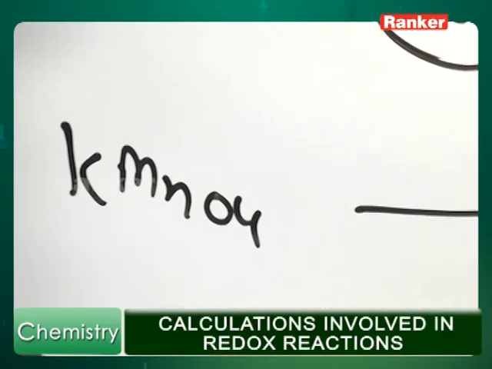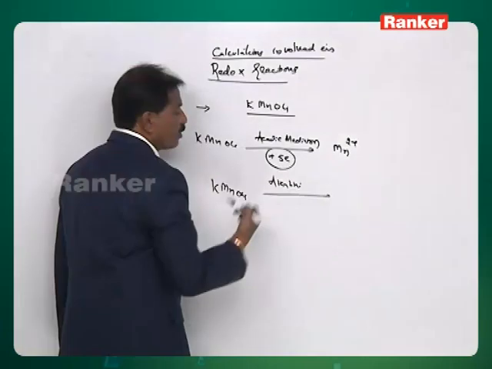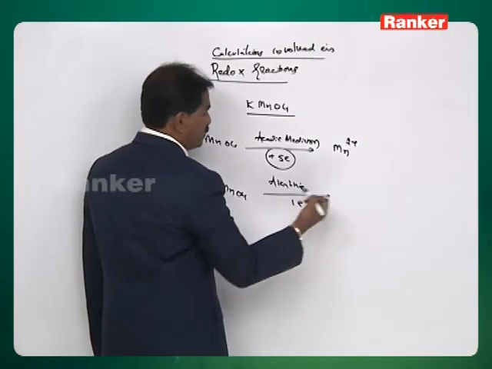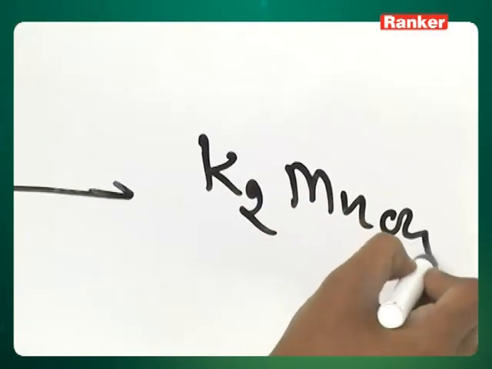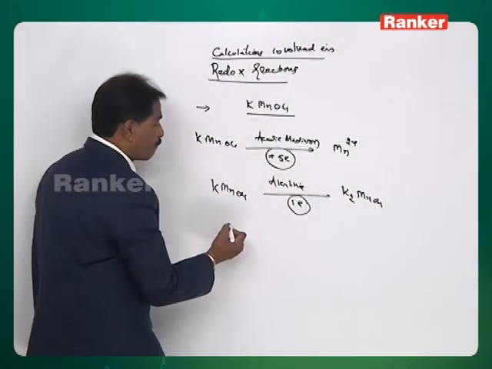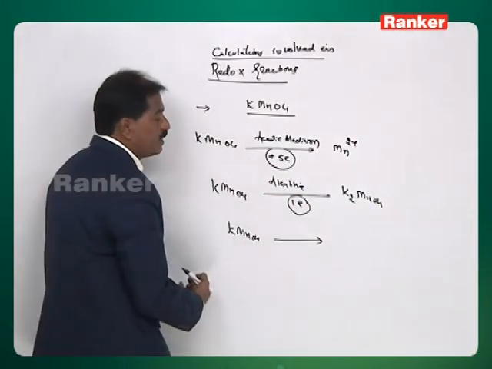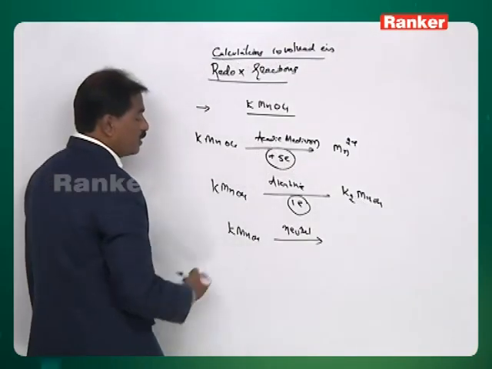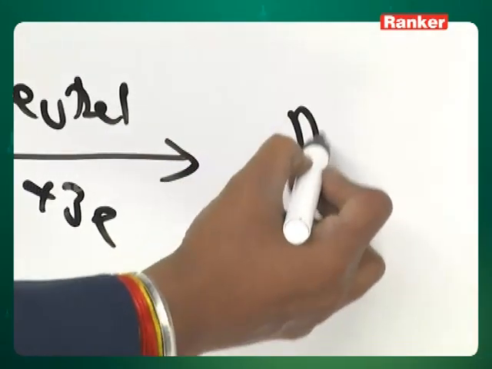When KMnO4 participates in reactions in alkaline medium, one molecule will always gain 1 electron. Therefore, KMnO4 will be converted into K2MnO4. One molecule will gain 1 electron. Next, when KMnO4 participates in reactions in neutral medium, one molecule will always gain 3 electrons. Therefore, it will be converted into MnO2.